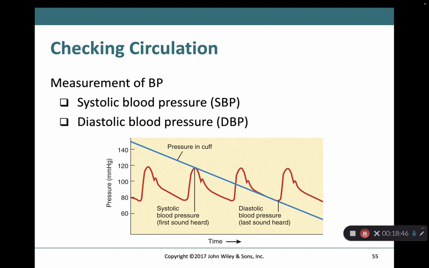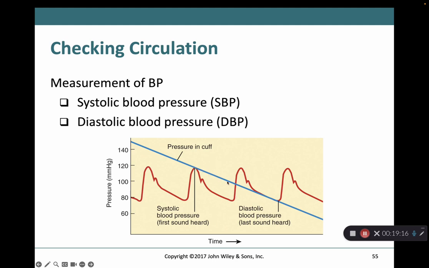So first you don't hear anything. As that pressure is being released, the first sound that you hear, you record what the pressure is on the blood pressure cuff at that moment. That's your systolic pressure. So that's the first sound heard. That's when you can hear the blood pushing through the artery again. Okay, so it really has to push through the artery as the diameter is much, much smaller than it normally is.